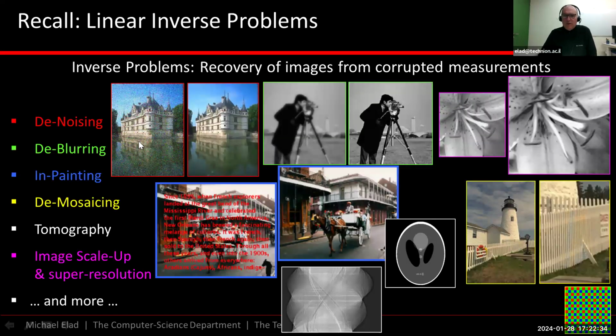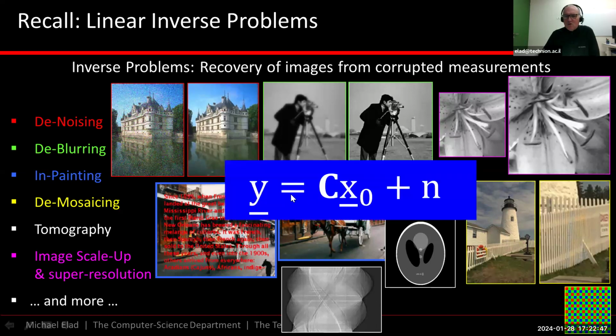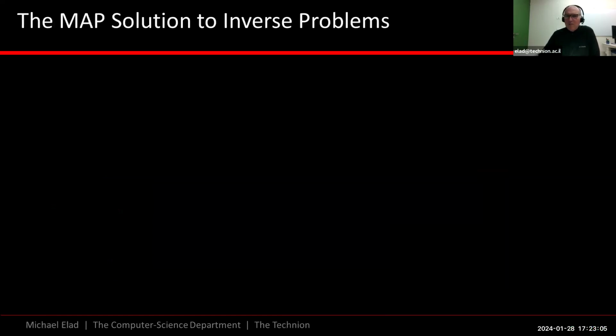I remind you, inverse problems of the form presented here: denoising, deblurring, super resolution, demosaicing, tomographic reconstruction, inpainting, and many others, are all described as there was a good image X naught. It was multiplied by a degradation operation C that you know. Then additive Gaussian noise came in, and you get Y. From Y, try to recover X naught. Okay, these are the inverse problems we kept discussing, and I'm coming back to them.